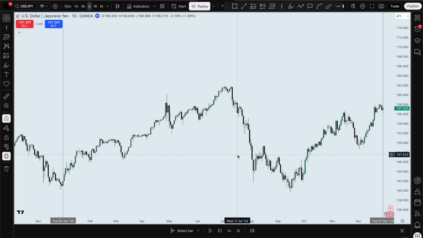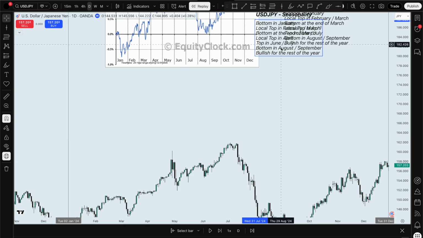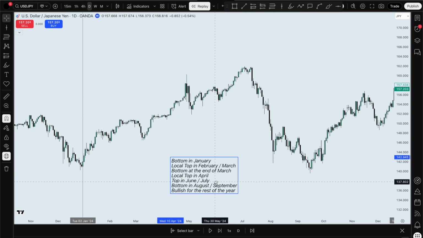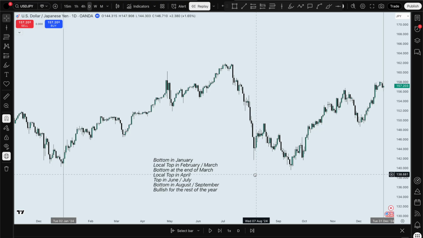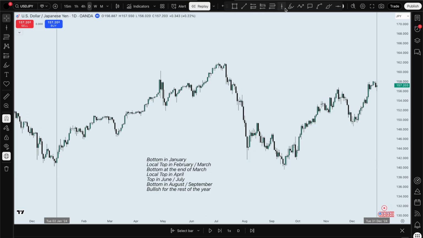If we look at the year 2024 on USD JPY, and I'm just going to take what we said before, you can see that the bottom in January was here just before the year started, so it was a bit earlier. We have then a local top in February, March, a bottom at the end of March.